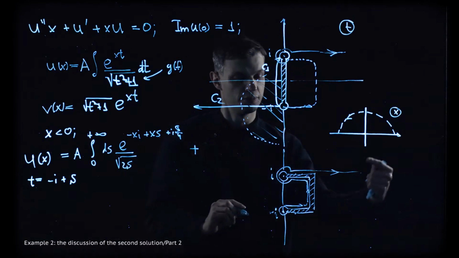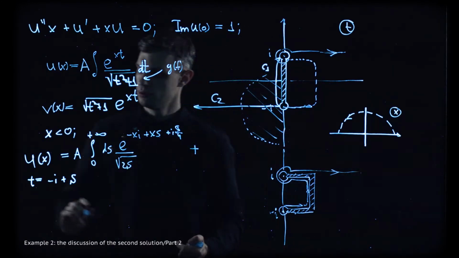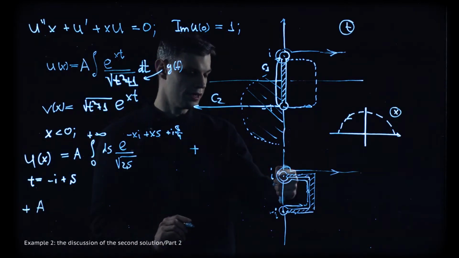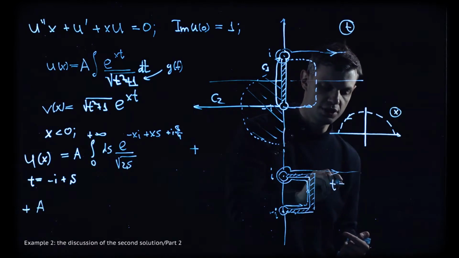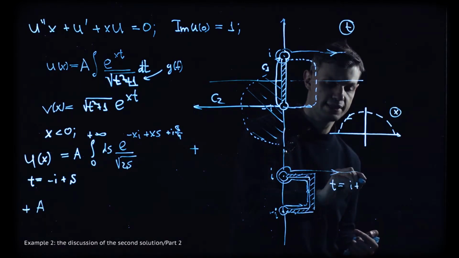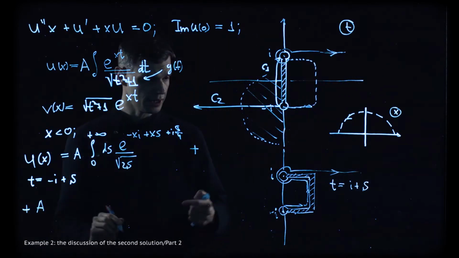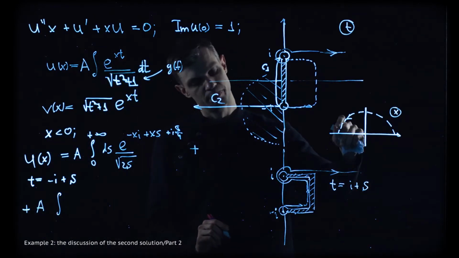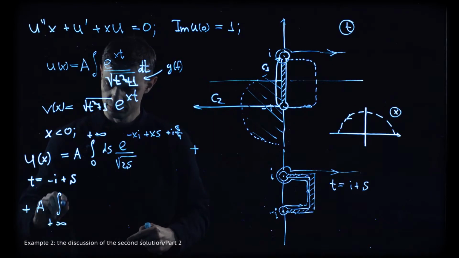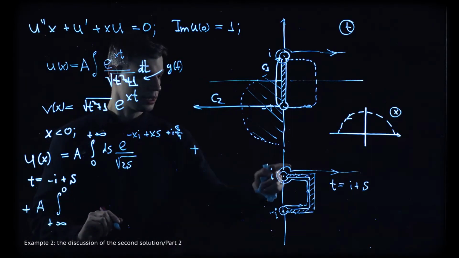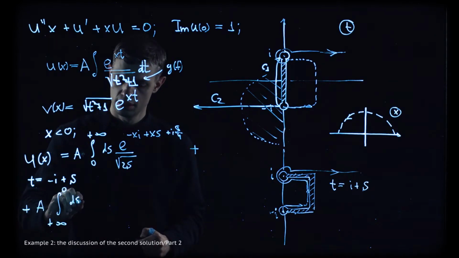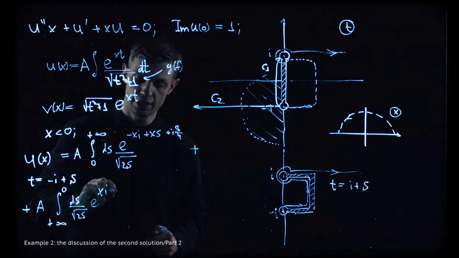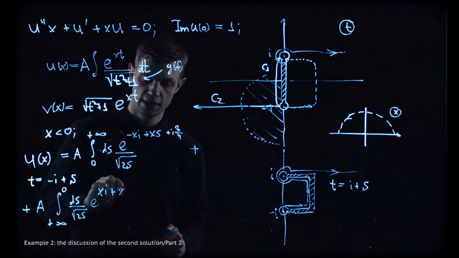Now the contribution from the I point. So the contour returns from plus infinity and circles around this point. So how do we compute it? So for this point, we introduce another change of variables, which is t is equal to I plus s again. So it's almost identical. So now you have the integral, this time from plus infinity to 0, ds again over square root of 2s e to xi plus xs.